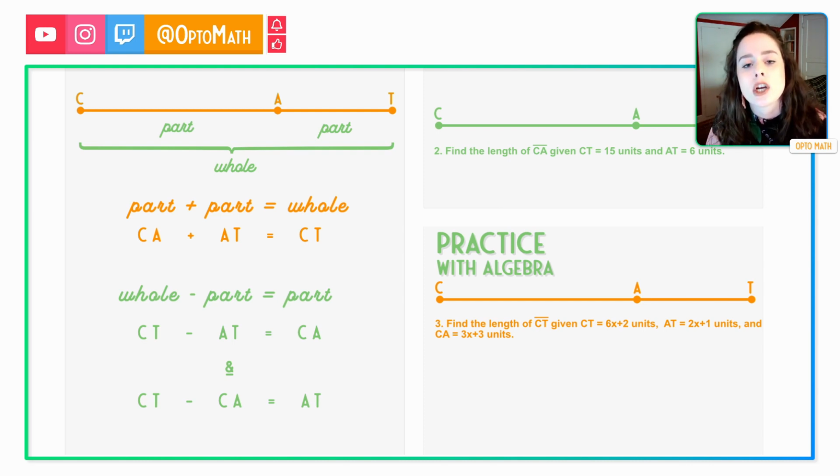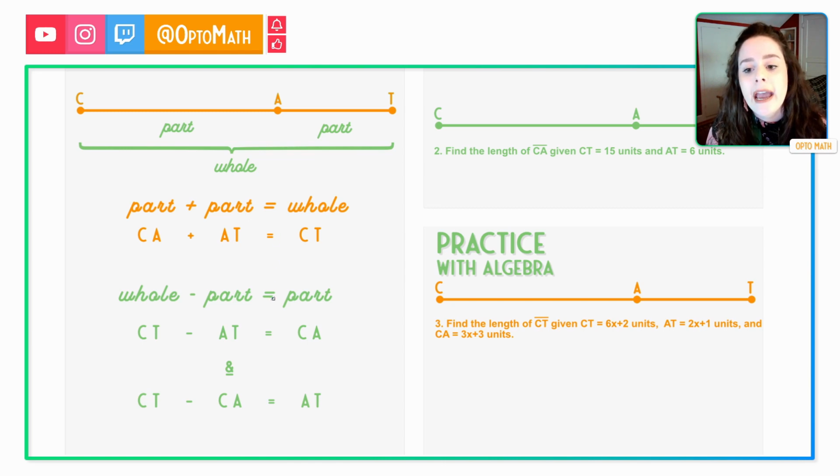So C, A, T are collinear. A is between C and T. So CA is a part, AT is a part, and CT is the whole. And we can see that in our orange equation written in the words and also the letters.